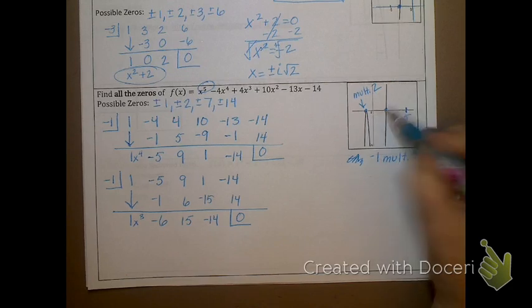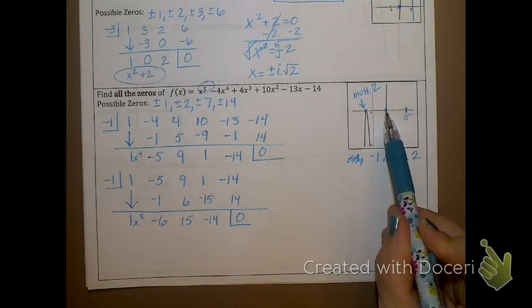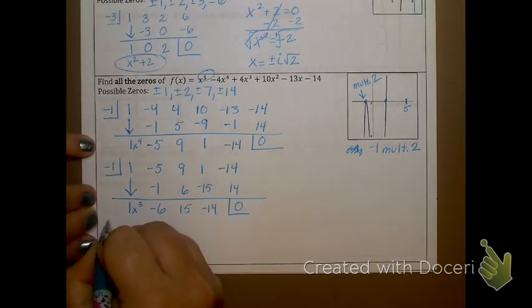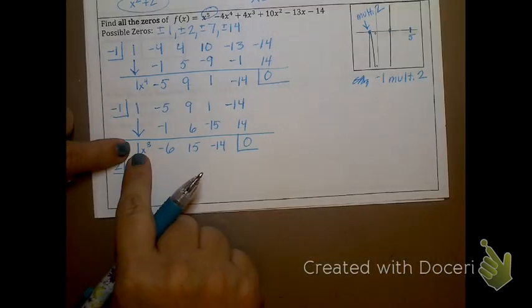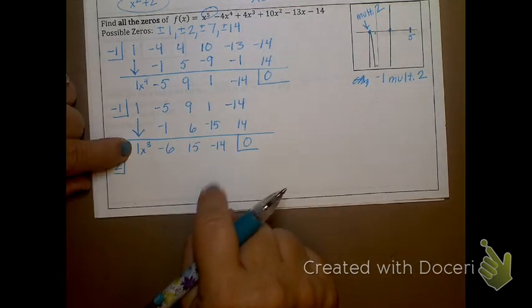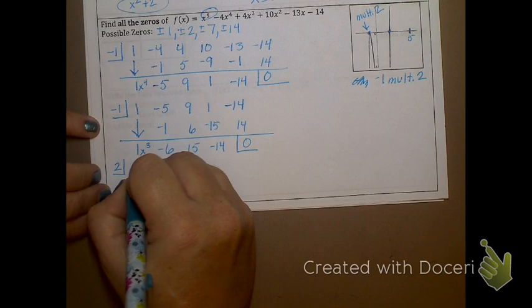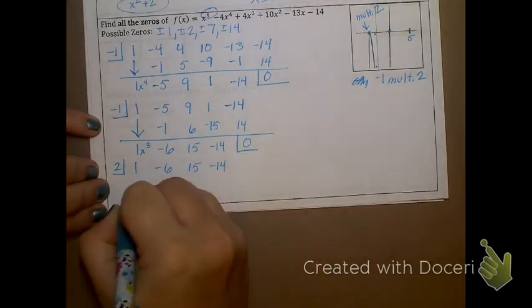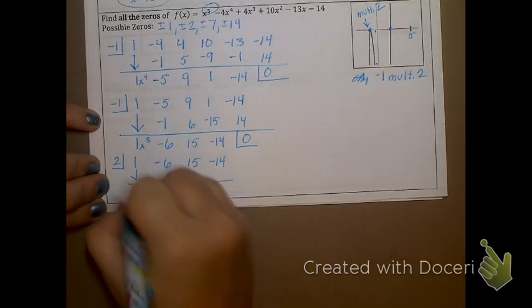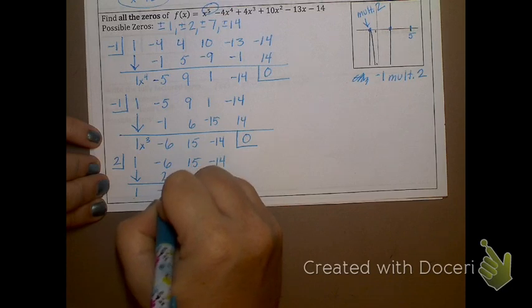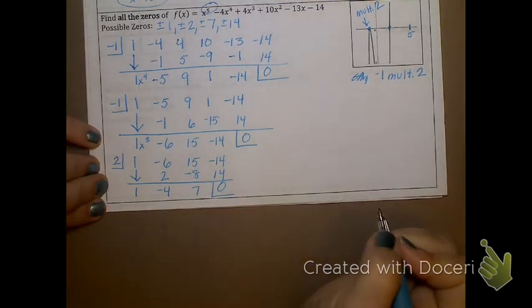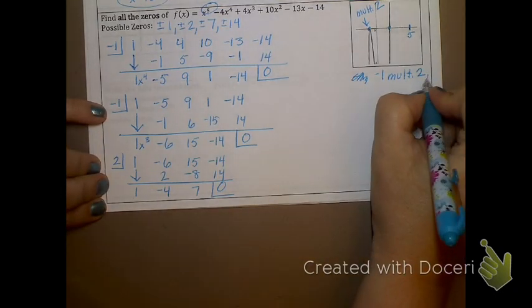What should I guess for this one? 2? I'm going to guess 2. Because it's not quite halfway, but it looks a little further than 1 would be. So let's try 2. And I'm going to use my 3rd degree coefficient so that I can bring it down to a 2nd degree. You follow? Good answer. All right. 1, 2, -4, -8, 7, 14, 0. Boom. So there's -1 with a multiplicity of 2.